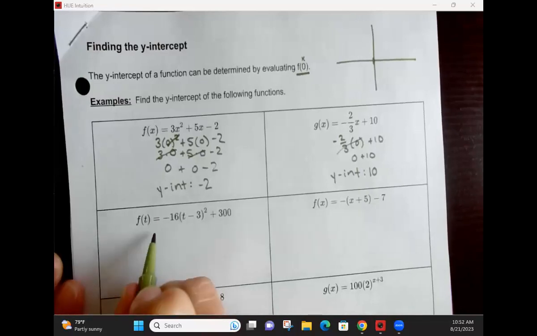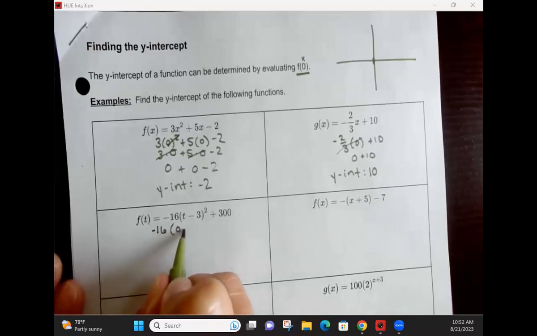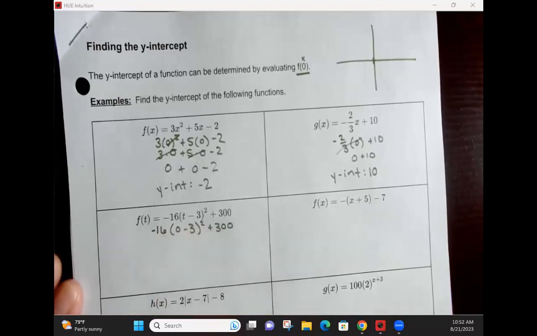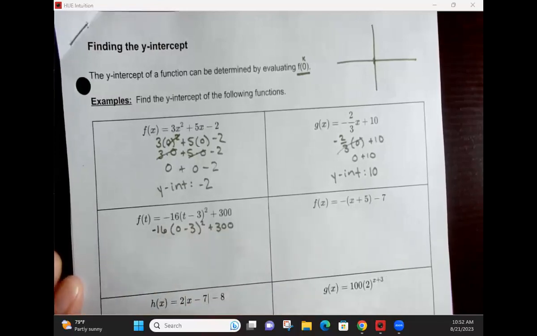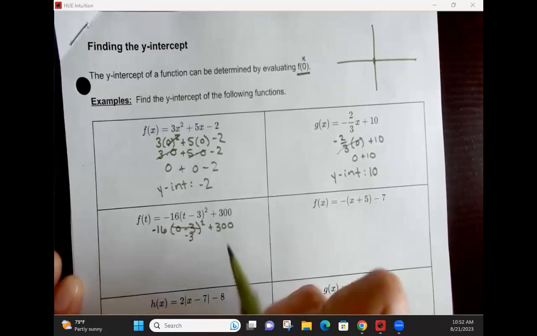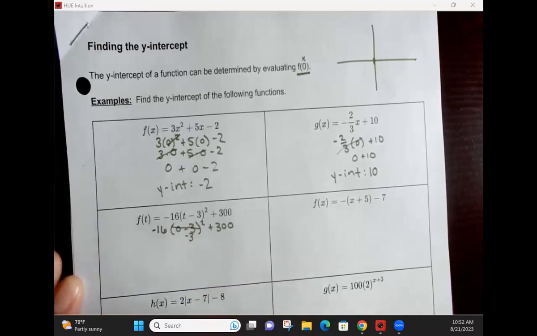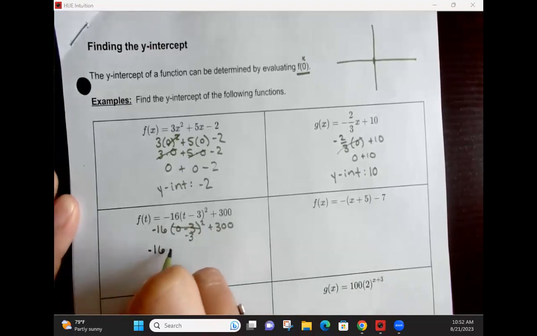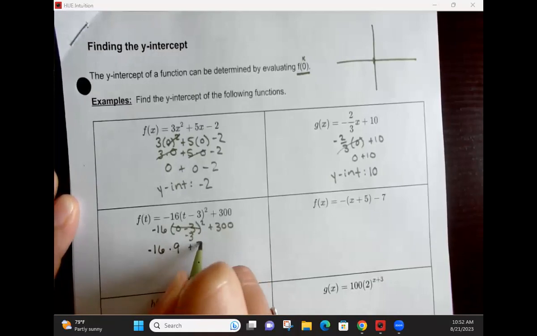For our next function, same idea. This is another quadratic, but not standard form this time. Remember to follow your order of operations. So in parentheses first, 0 minus 3 is -3. And then we square before we multiply. 9 times out of 10, when I see an issue in work like this, it's that we didn't follow order of operations carefully. So just be mindful. So I would have -16 times 9 plus 300.